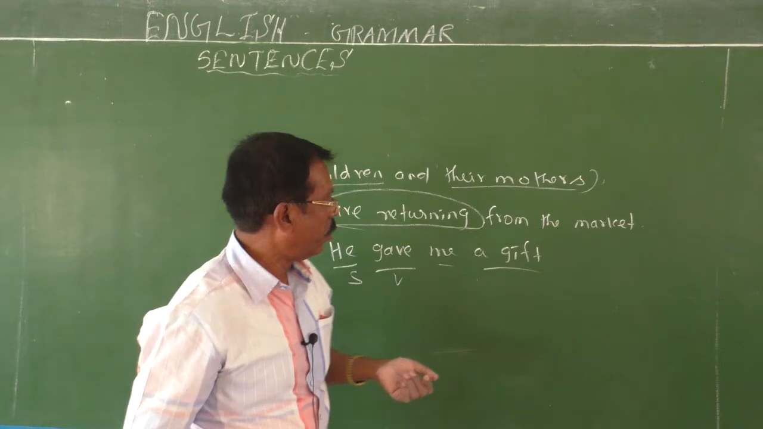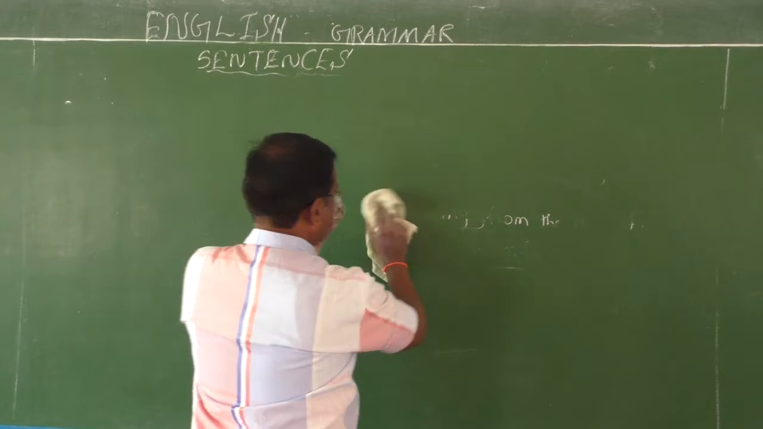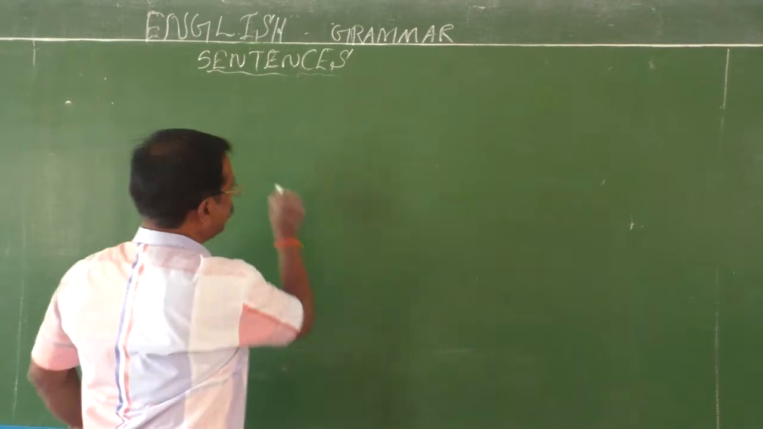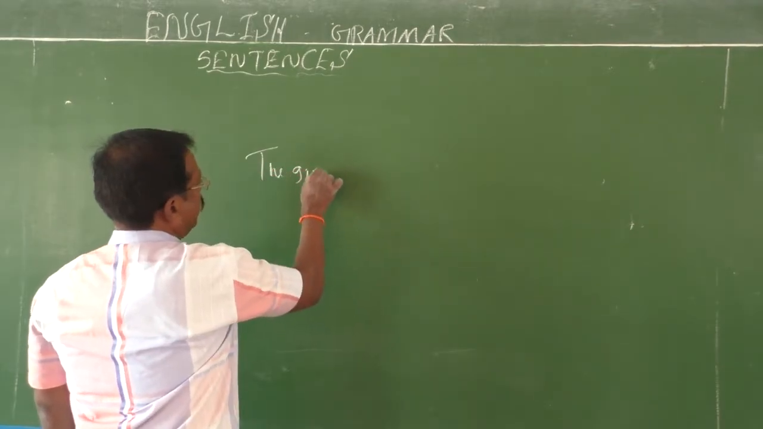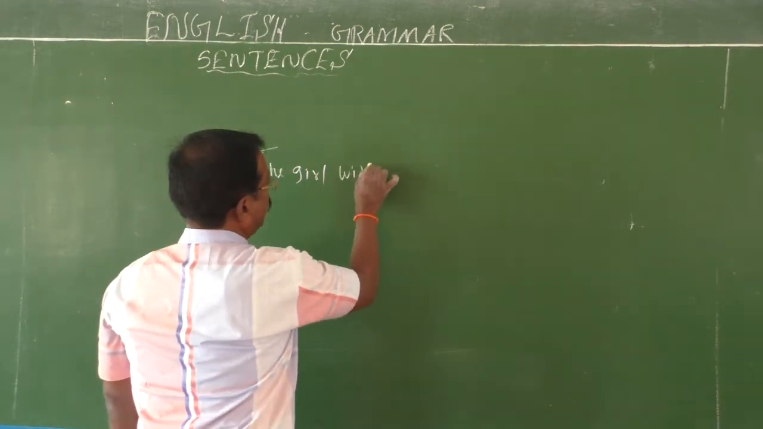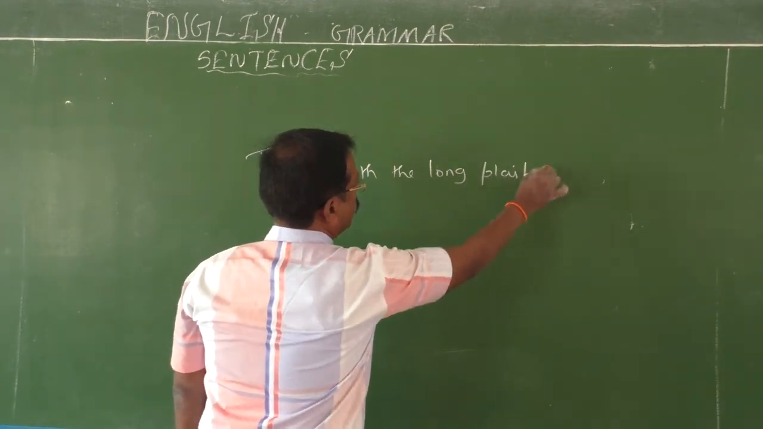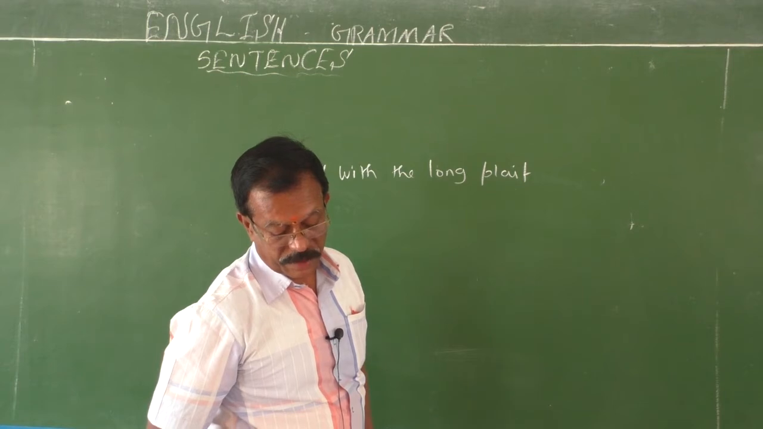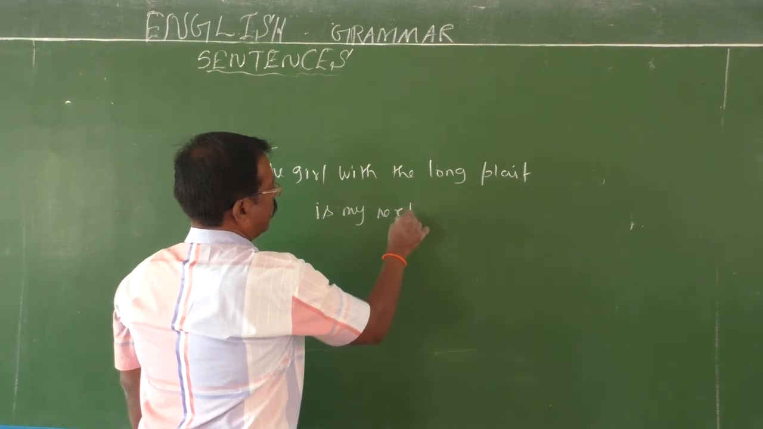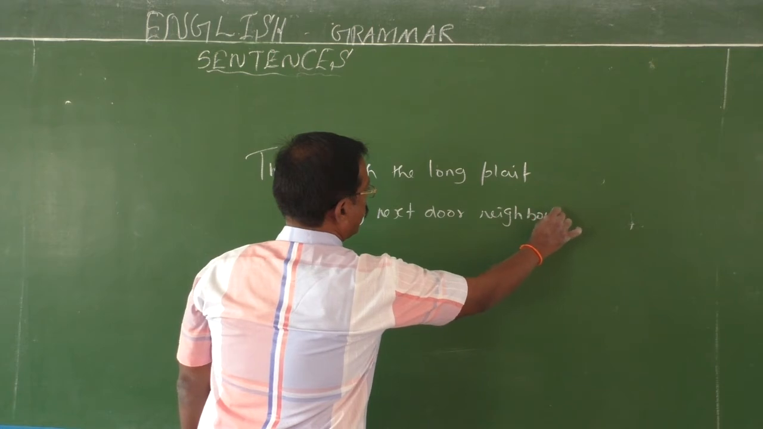If it satisfies such criteria, then it is called a simple sentence. See, I will give you one long sentence as an example for a simple sentence. Just watch over the length of the sentence. The girl with the long plait is my next door neighbor. This is an example for a simple sentence.